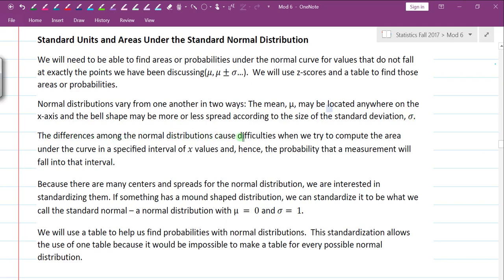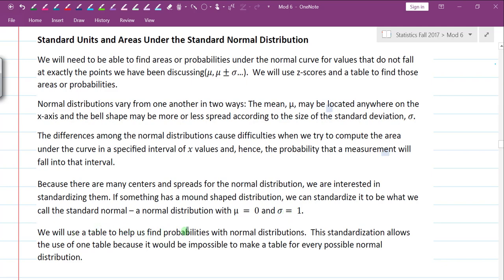The differences among the normal distributions cause difficulties when we try to compute the area under the curve in a specified interval of x values, and hence the probability that a measurement will fall into a particular interval. Because there are many centers and spreads for the normal distribution, for the most part infinitely many, we are interested in standardizing them. So if we can somehow standardize all the data, then we can compare all the data without any problems. If something has a mound-shaped distribution, we can standardize it to be what we call the standard normal, a normal distribution with the mean equal to 0 and the standard deviation equal to 1.